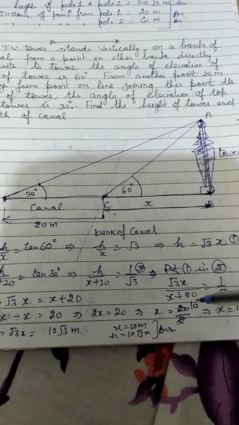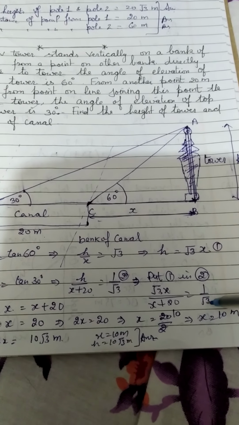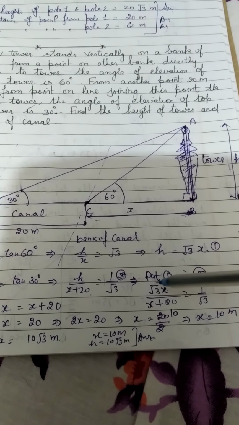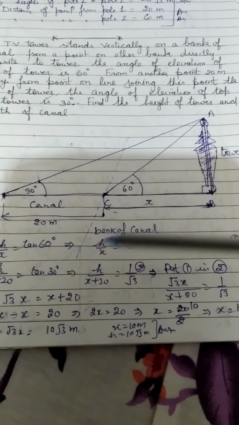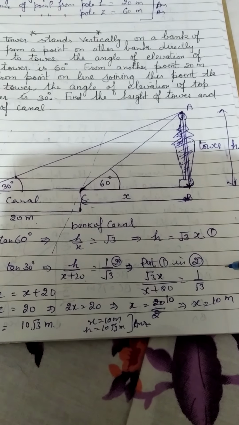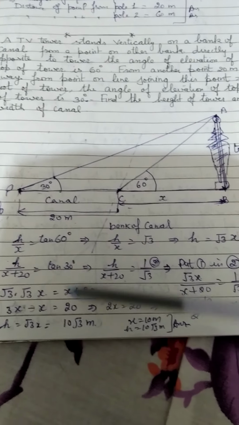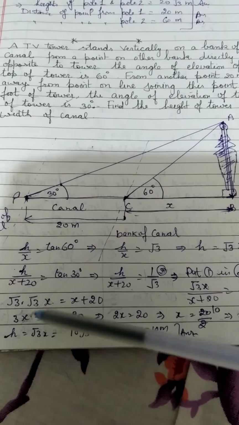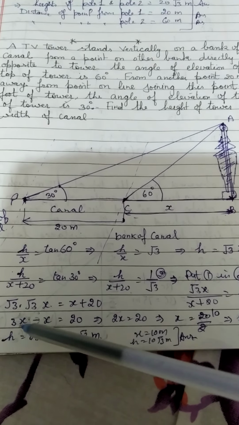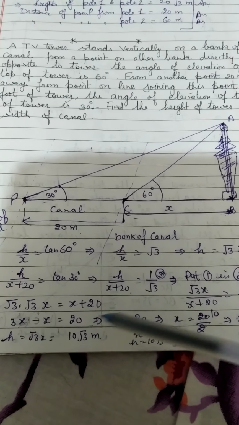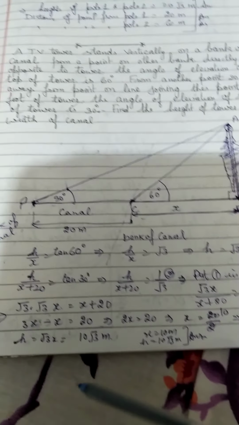Now from here we get square root 3x into square root 3. When we bring this square root 3 to the left side, it will get multiplied with square root 3x. Then it will become 3x. 3x is equal to x plus 20. Then we take x on the left side. 3x minus x is equal to 20. 2x is equal to 20. X is 20 by 2, it is equal to 10 meter.